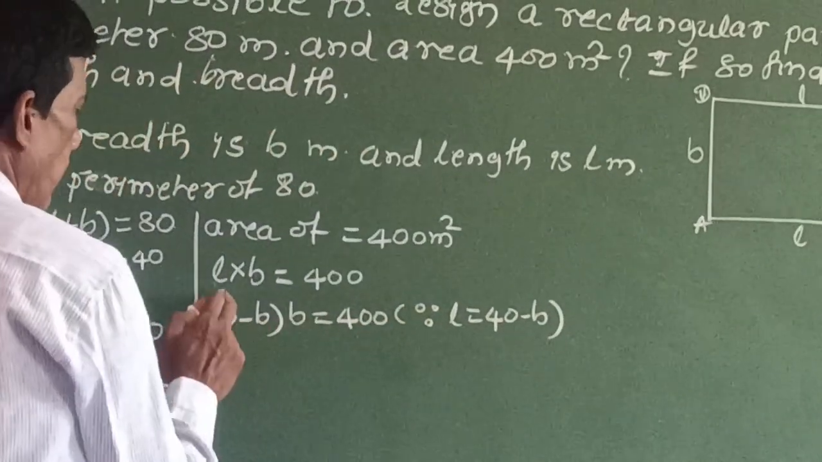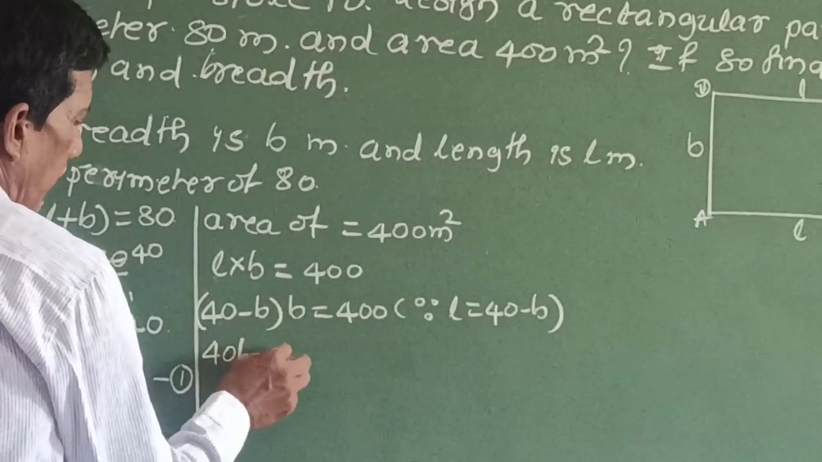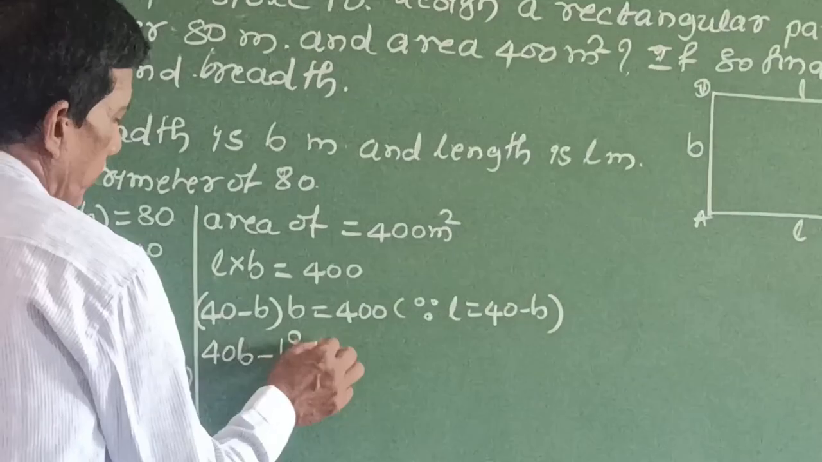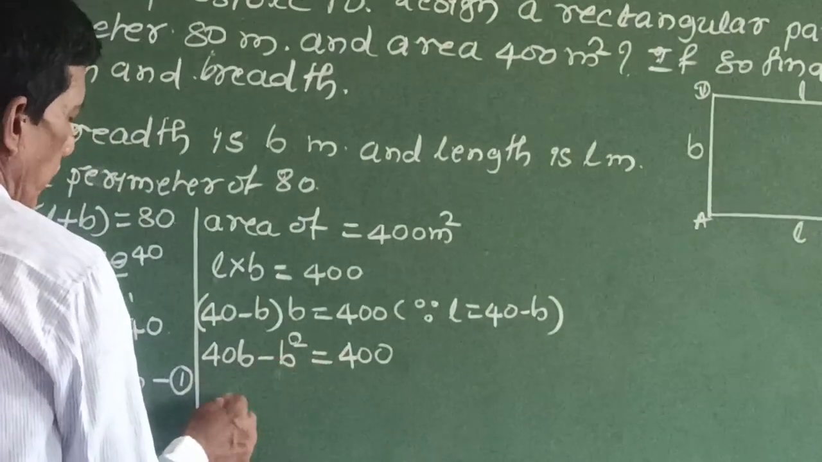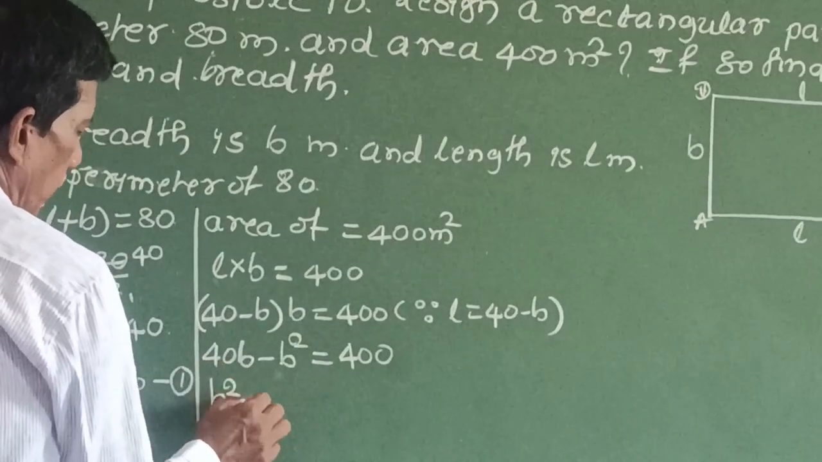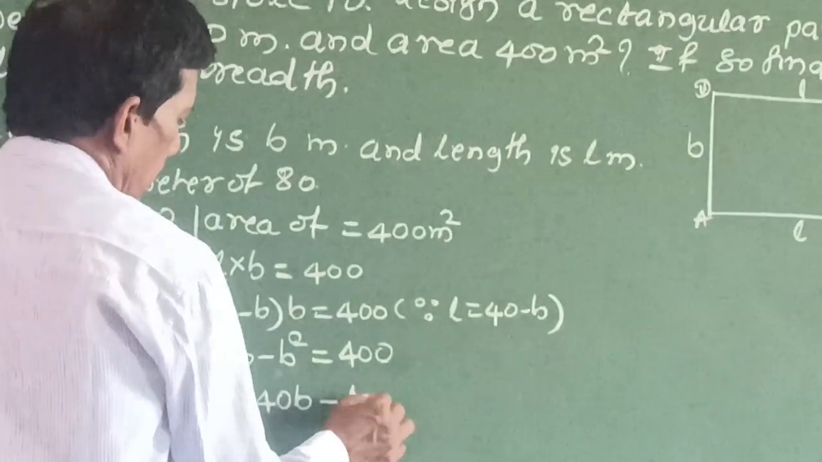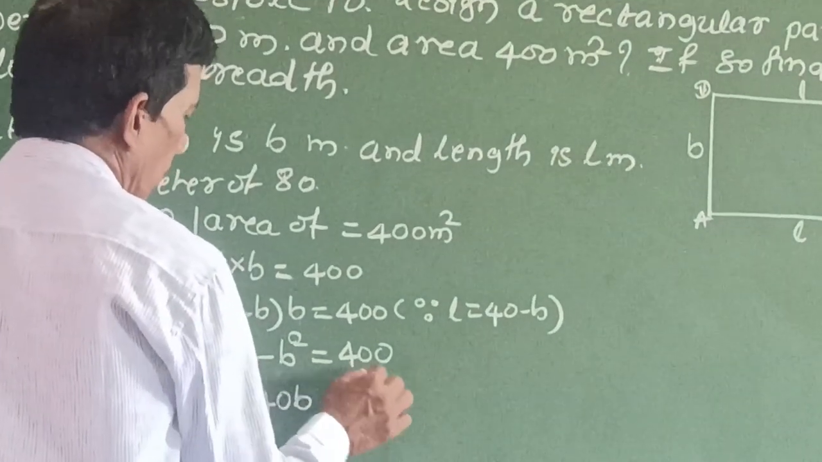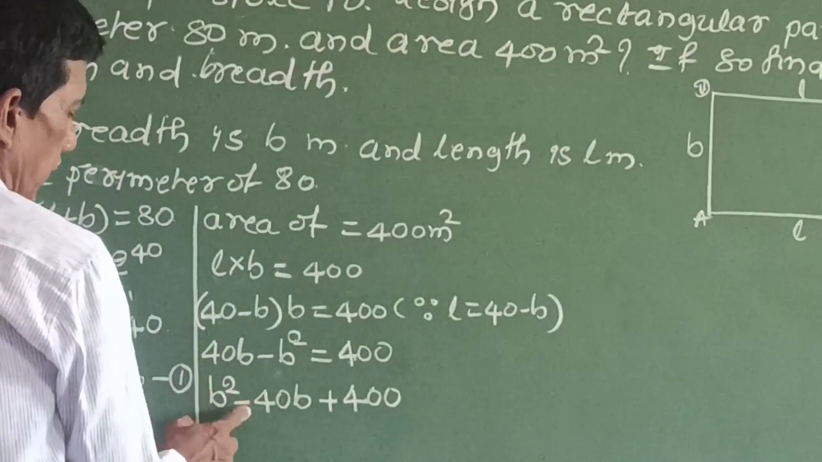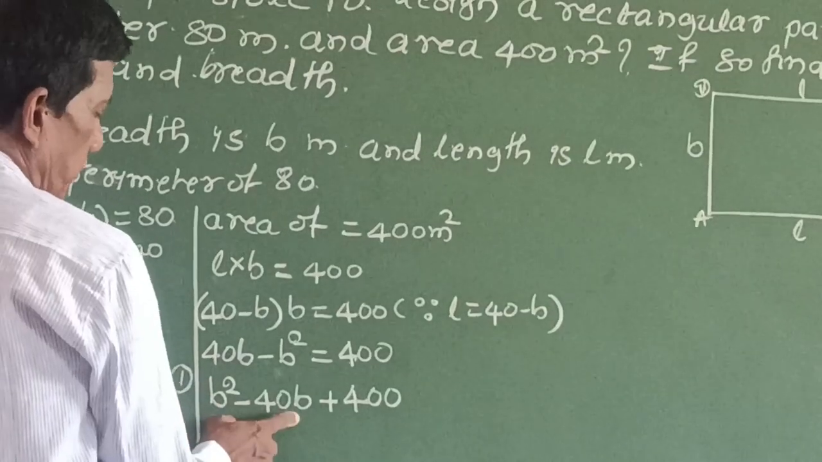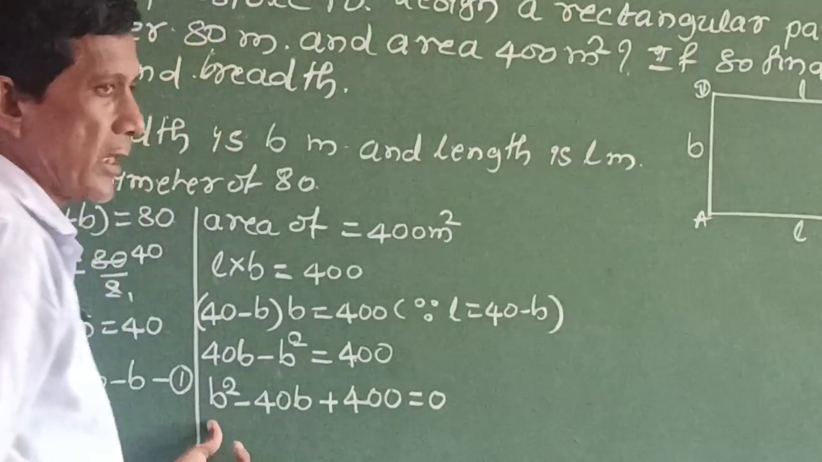At that point, substitute in L place: B into 40 is 40B, B into B is B square, equal to 400. So negative changes to positive: plus B square, plus 40B minus 40B, plus 400 equal to 0. That is the equation ready.